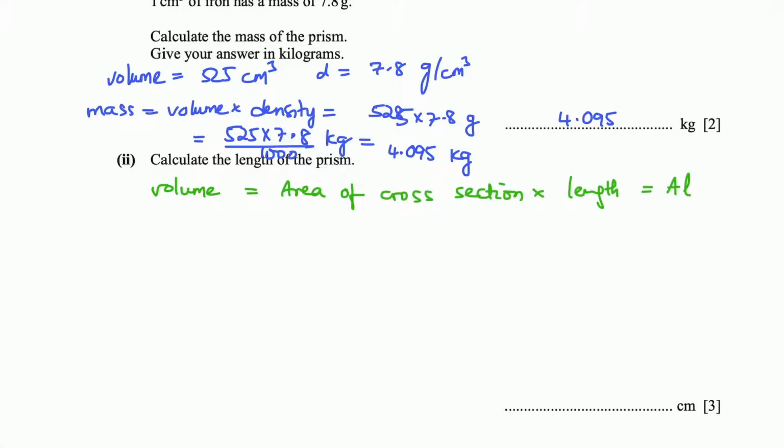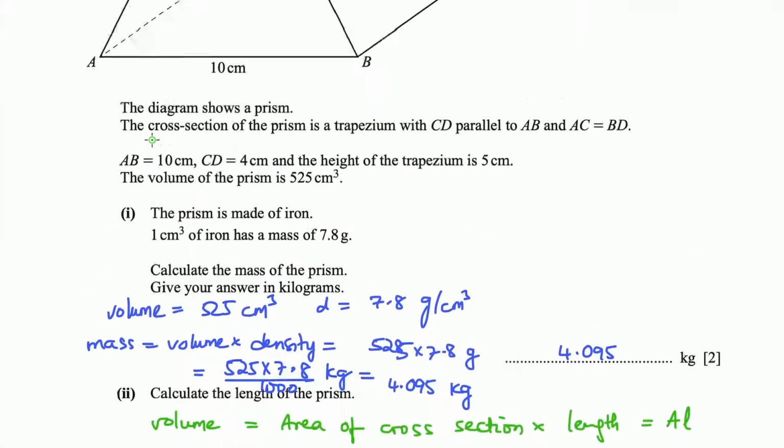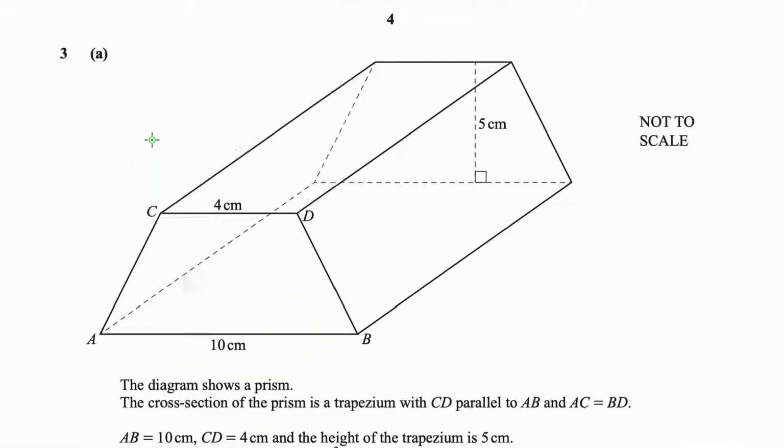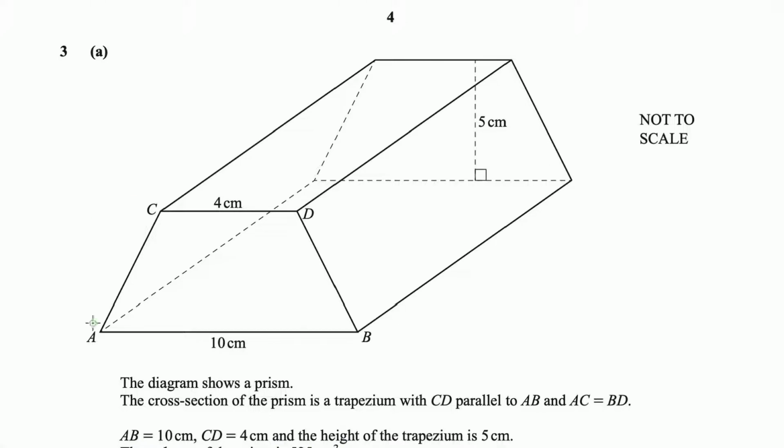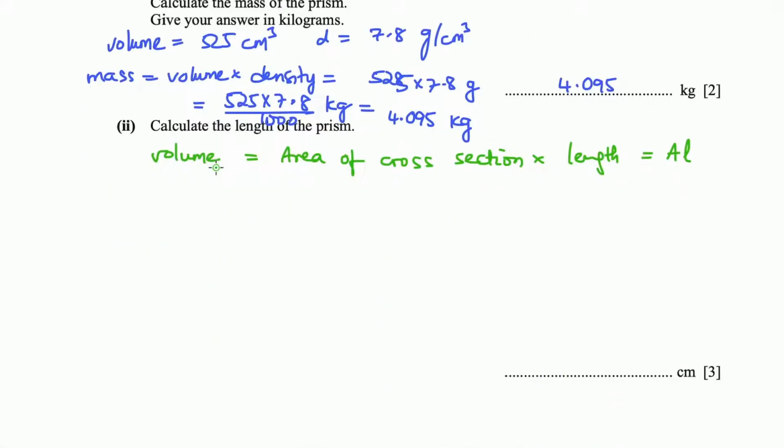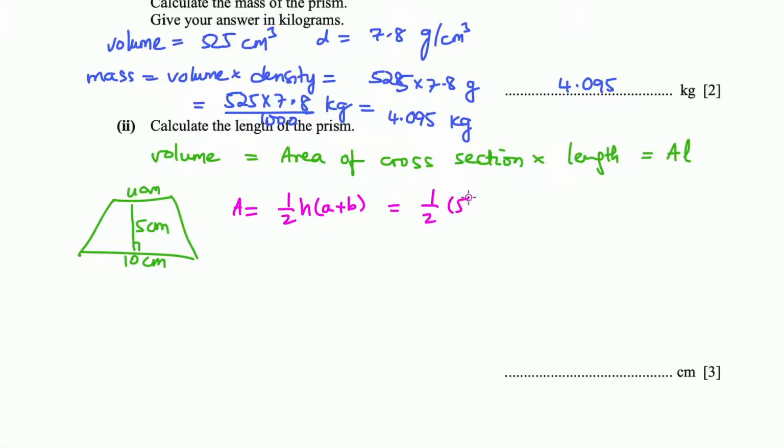Now, what do we know? So the cross section, actually, as you can see in the picture, the cross section is a trapezium. So for the cross section, it is a trapezium with the height 5 centimeters. This one is 4 centimeters and this one is 10 centimeters. So A would be equal to half into h into (a plus b), which is half into 5 into (10 plus 4) in centimeter square, and this is 7 into 5, 35 centimeter square.